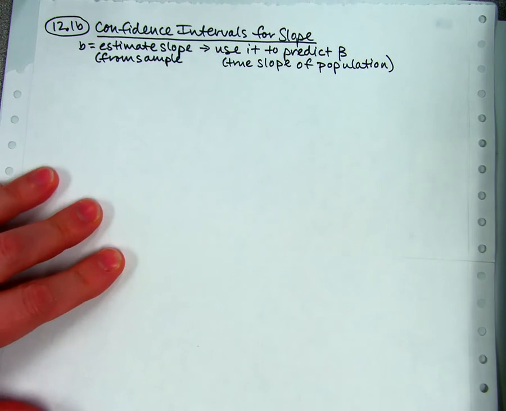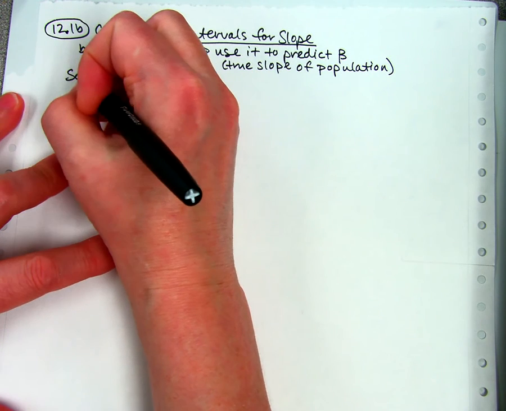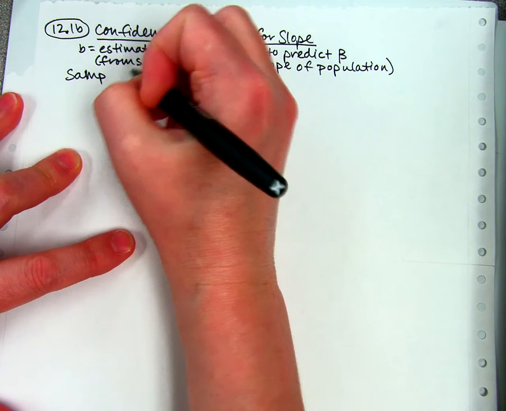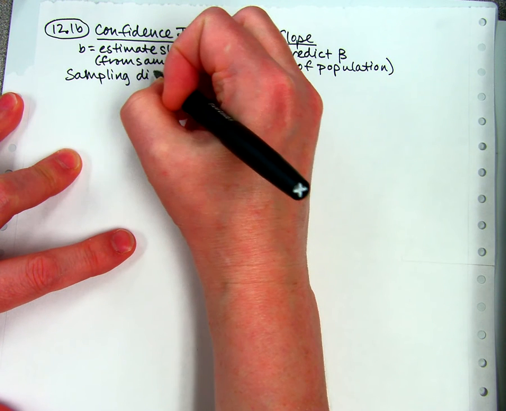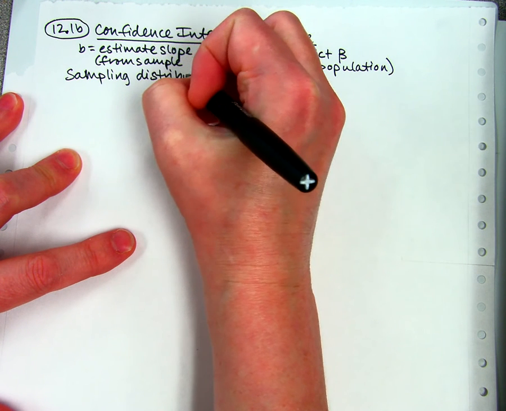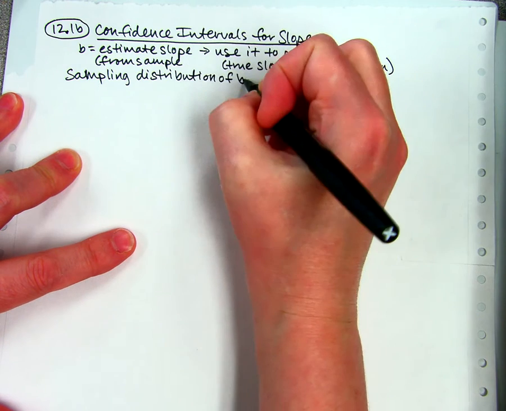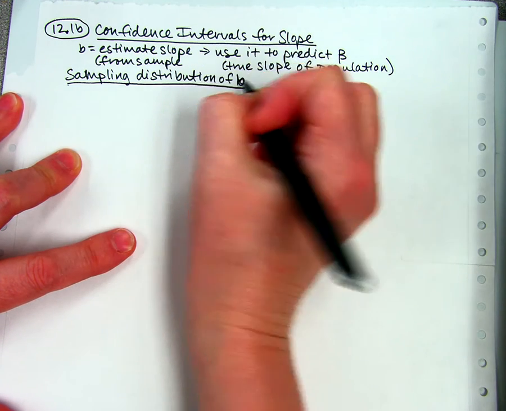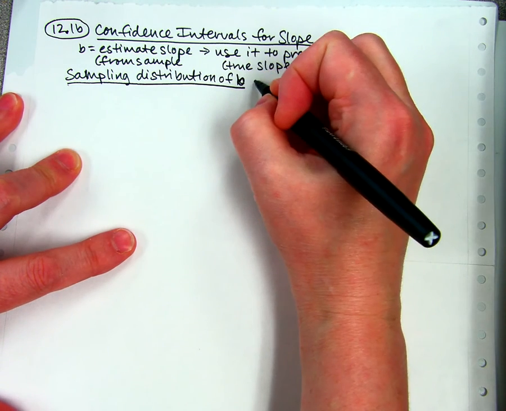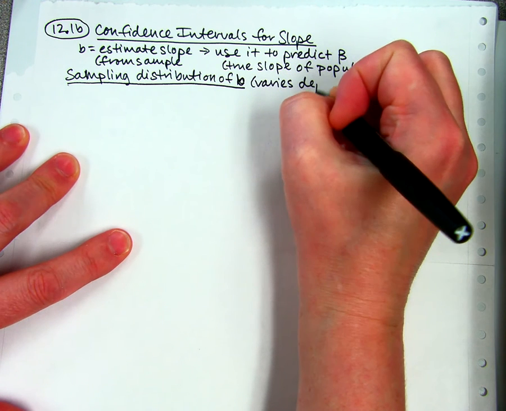So before we can do the confidence interval part, I want to talk about the sampling distribution of b. We talked about it a little bit in 12.1a, but let's expand that a little bit. So remember that b comes from a sample, and each time we take a sample from our population, we get a slightly different b value. And so this varies depending on the sample.